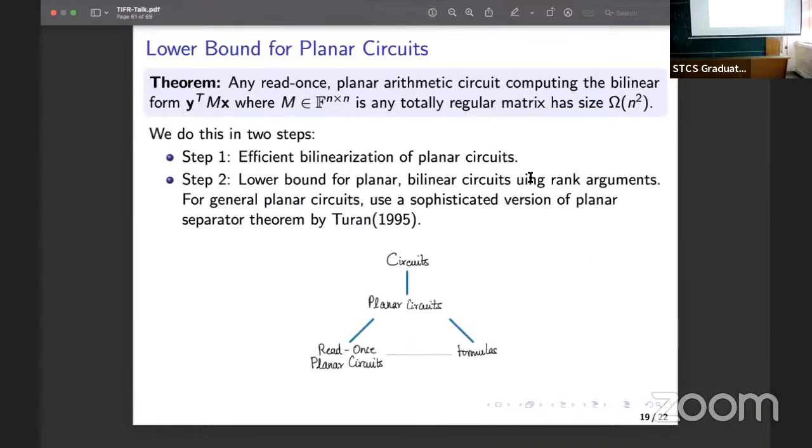So this is what we've done so far. We've tried to show that any read once planar arithmetic circuit computing y transpose Mx, where M is totally regular, has such lines. So we introduced some models: circuits, planar circuits, read once planar circuits, formulas. So now we need to see whether there are any separations between these.